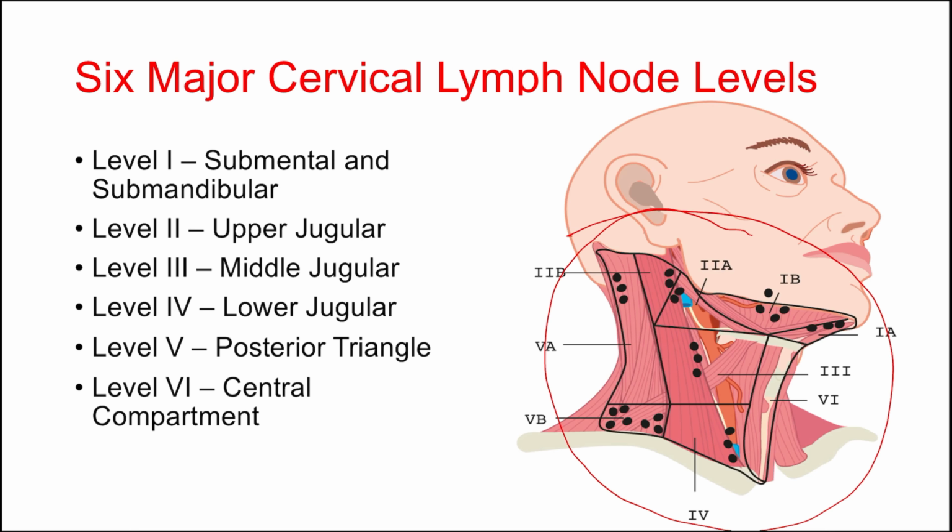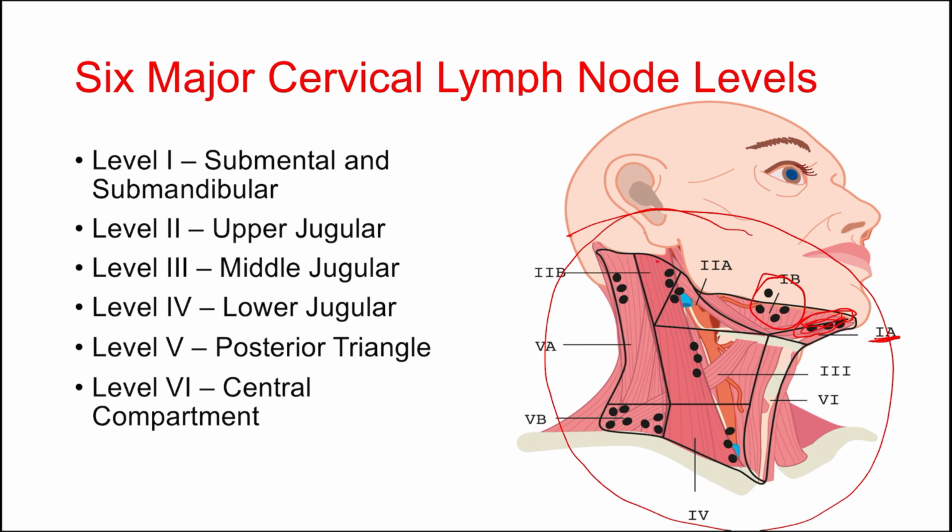Cervical lymph nodes are divided into 6 major anatomical levels. Level 1 includes the submental and submandibular lymph nodes. So this is submental, which will be known as level 1A, and this is submandibular, which is also known as level 1B. Levels 2, 3, and 4 form the deep cervical lymph node chain along the internal jugular vein.